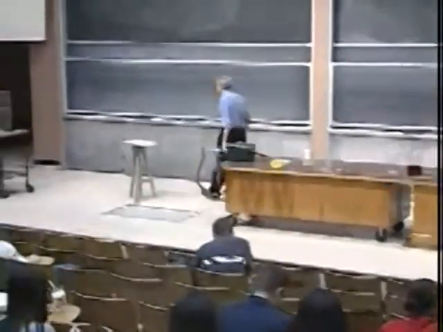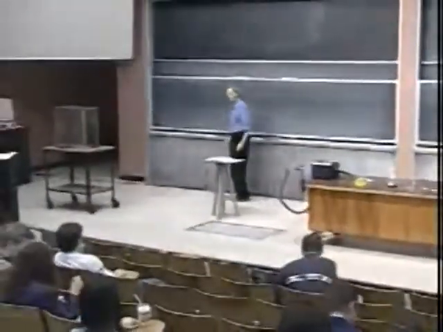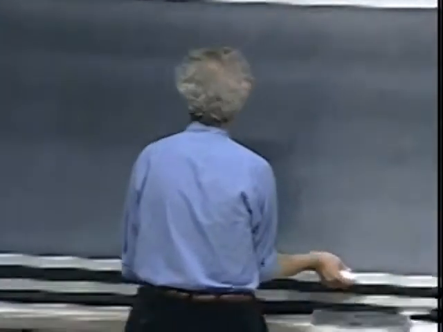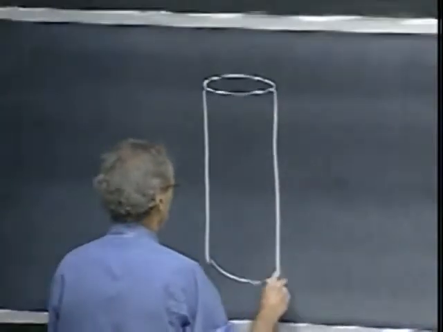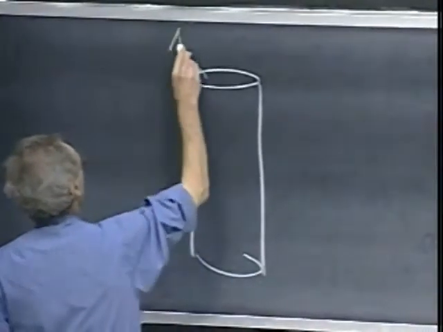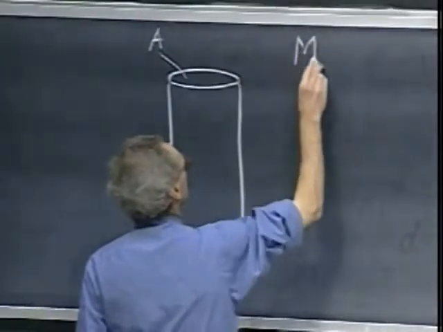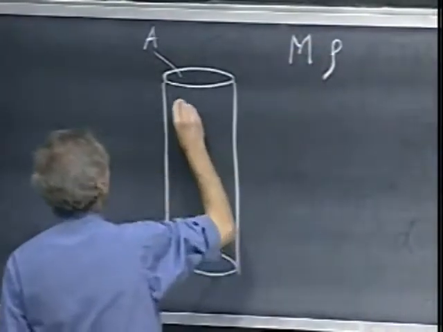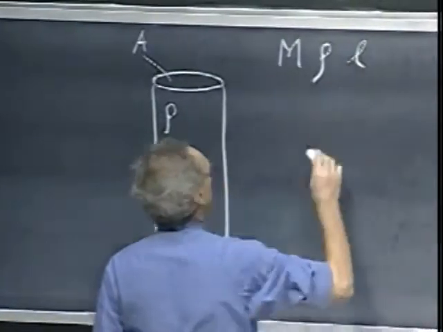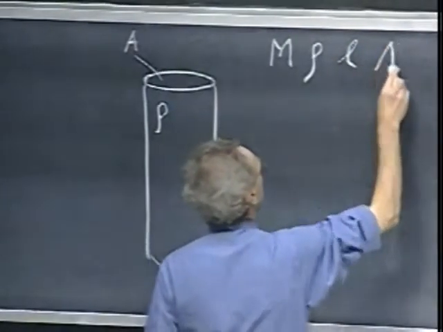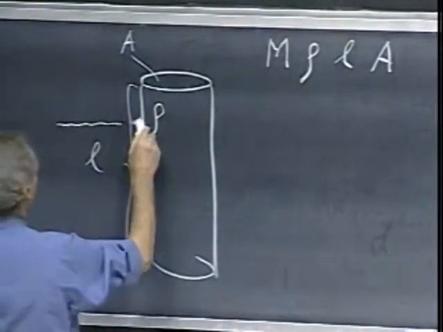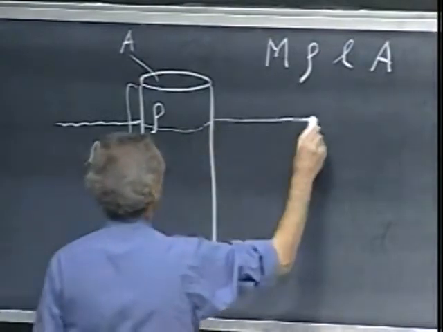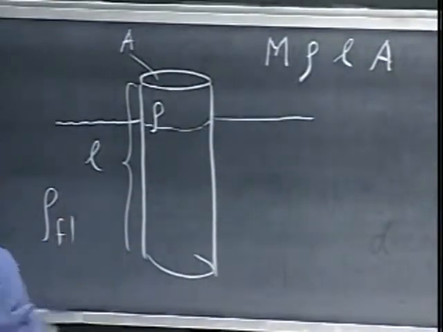Today we're going to continue with playing with liquids. If I have an object that floats, a simple cylinder that floats in some liquid, the area is A here, the mass of the cylinder is m, the density of the cylinder is rho, its length is L, and the surface area is A. So this is L. And let the liquid line be here, and the fluid has a density rho fluid.